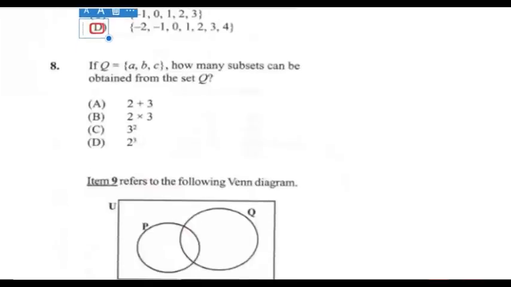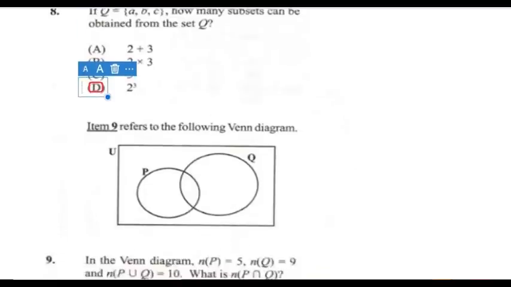Number 8 says if Q is equal to {A, B, C}, how many subsets can be obtained from the set Q? So if you remember, the formula for finding the number of subsets from a group is 2 raised to n, where n is the number of elements within that set. So therefore it is 1, 2, 3 elements. So this is 2 raised to the third power, and therefore the answer for 8 is D, which is 2 raised to the third power.